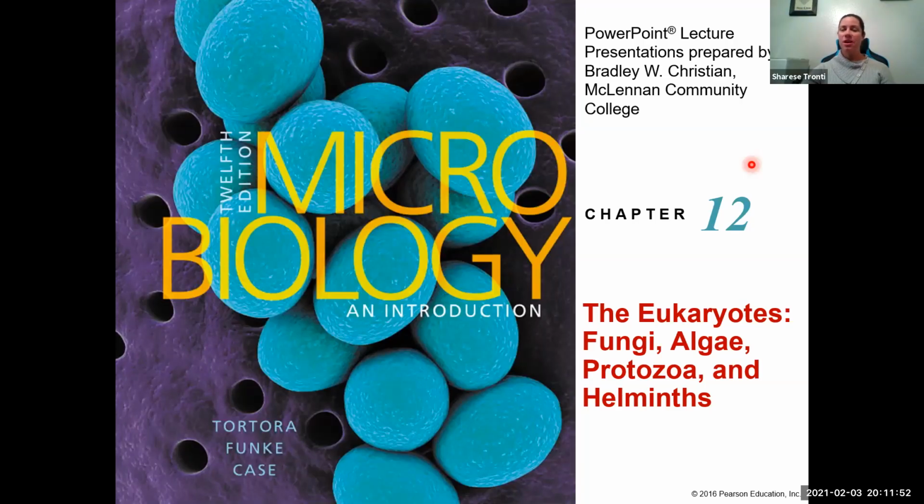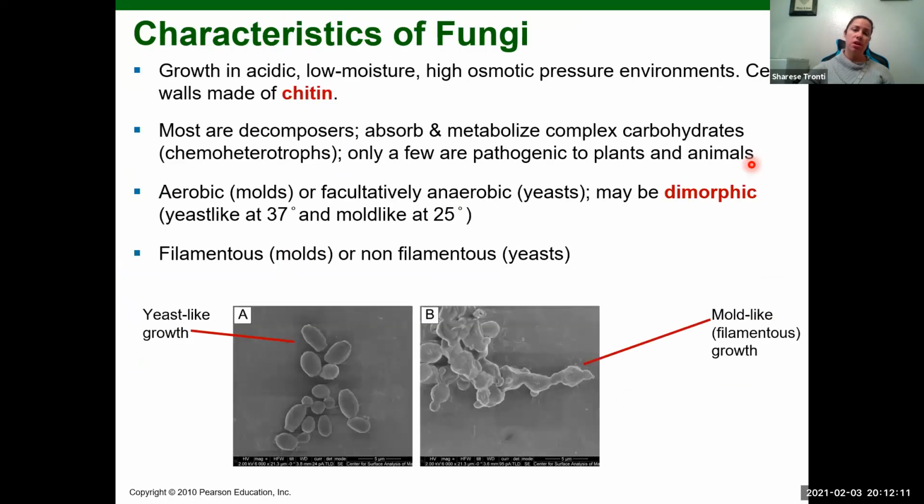All right, welcome to chapter 12 on eukaryotes. The different types of eukaryotic cells we're going to be talking about in this presentation are fungi, algae, protozoa, helminths, and we're going to talk a little bit about arthropods at the very end. So to get us started, we're going to talk about fungi.